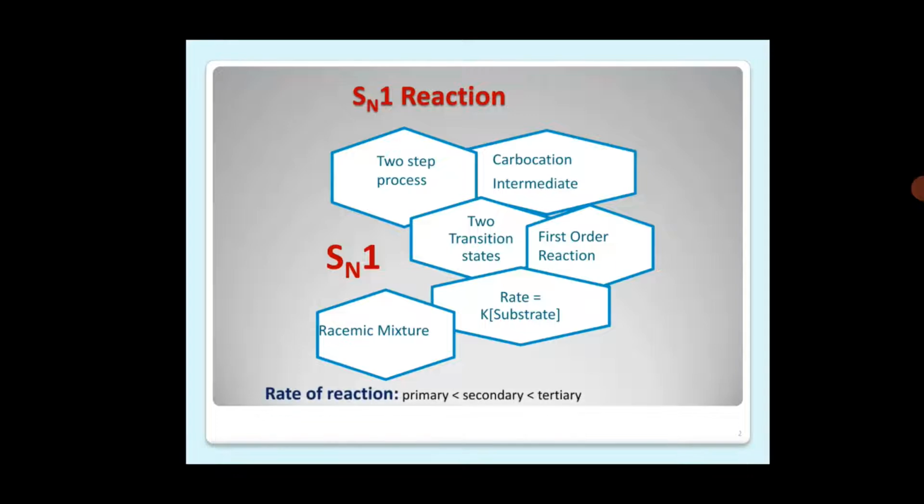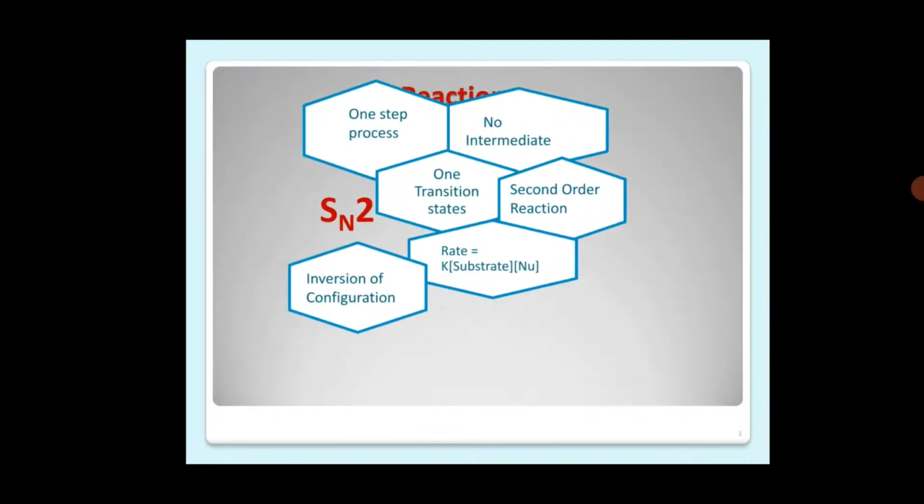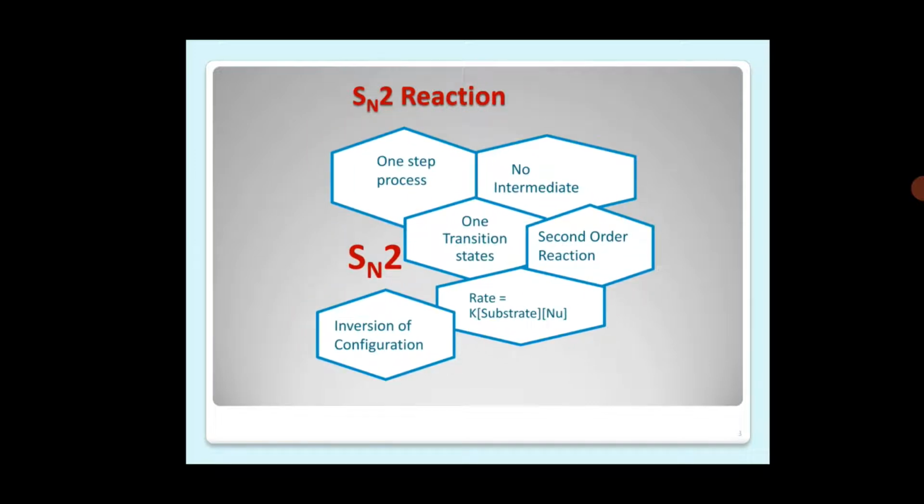Whereas in SN2 reaction, the reaction is a one-step process, proceeding through the formation of a transition state. The rate of the reaction is dependent on the concentration of the substrate and nucleophile. Therefore, the reaction is second order, and SN2 reaction leads to inversion of configuration. The rate of the reaction is primary greater than secondary greater than tertiary.